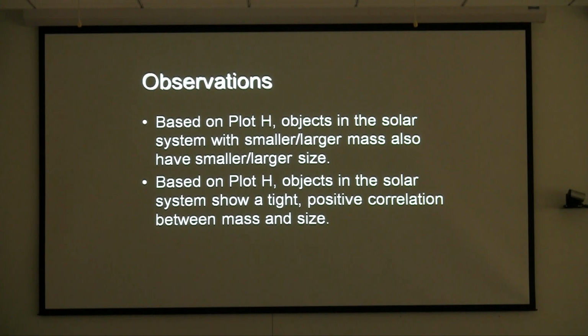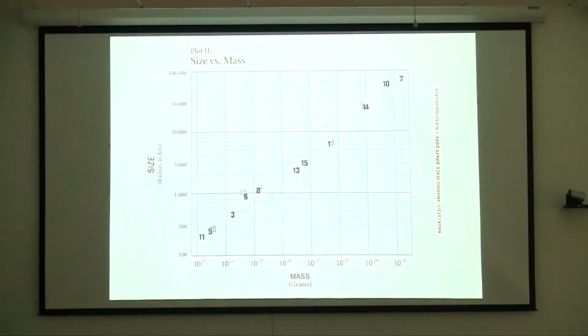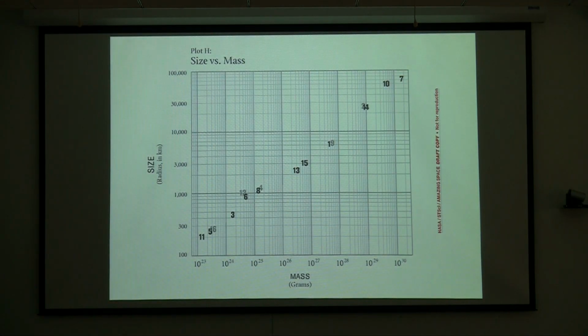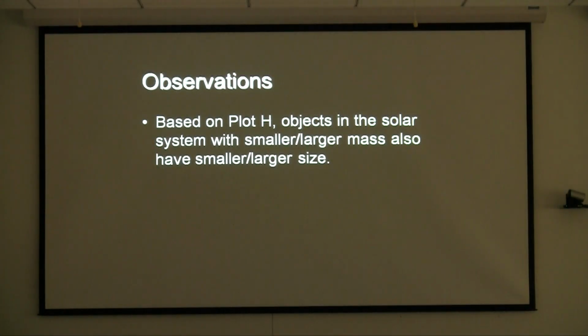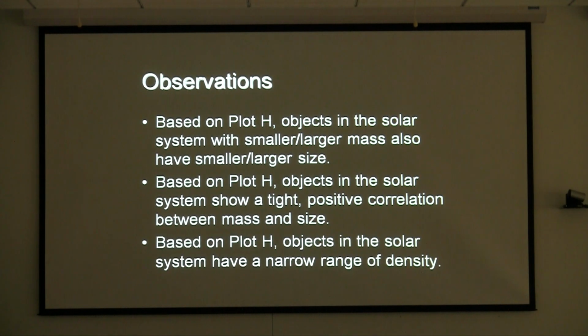If you go back to it, you can see that there is some scatter here, right? It's not an absolute perfect line. There's some scatter, but the relationship between mass and size, density being mass over size cubed, shows you that you can make a third observation based on plot H. Objects in the solar system have a narrow range of densities.